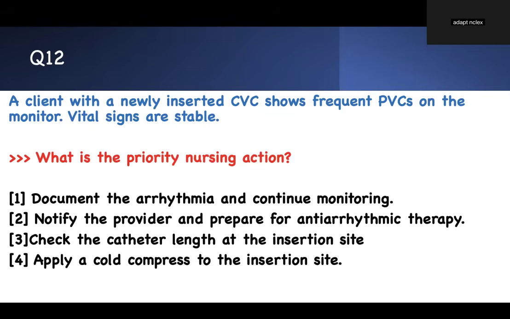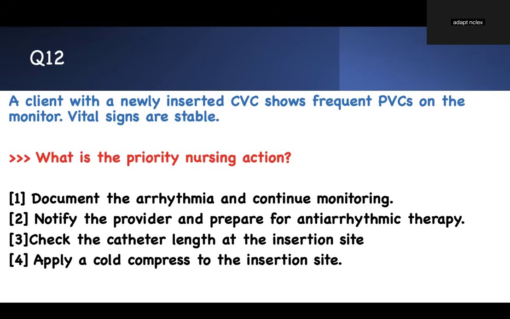Vital signs are stable. What do you do? Document the arrhythmia and continue monitoring. Let the doctor know and prepare to give the patient a prescription. Check the catheter length and then use cord compression. Think about it. The catheter is causing PVC. I never use the word irritation, but the buzzword is that it's causing frequent PVC. I know that the catheter is irritating the heart, which is the same thing as what we saw, ventricular ectopy. What do you do? Pull the catheter back.